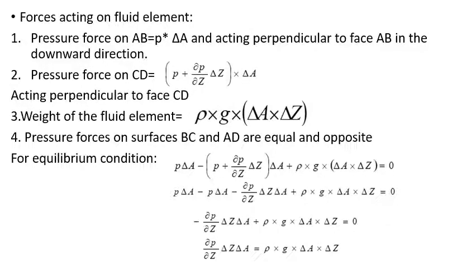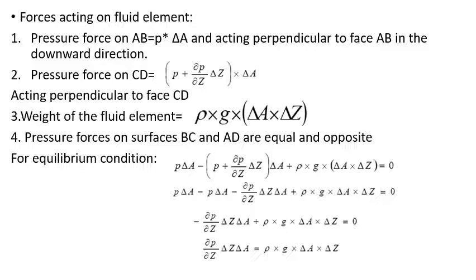Next, forces acting on the fluid element. The pressure force on AB is taken as pressure P into area delta A, acting perpendicular to the face AB in the downward direction. Then the pressure force on CD is equal to P plus the change in pressure in the direction of Z, and the area of face CD is delta A, acting perpendicular to the face CD.